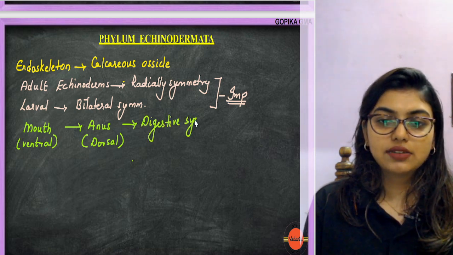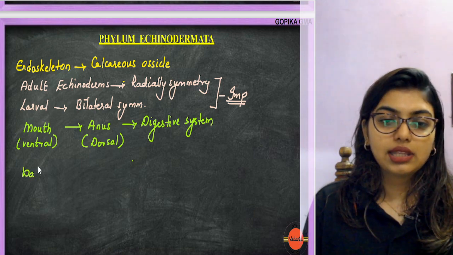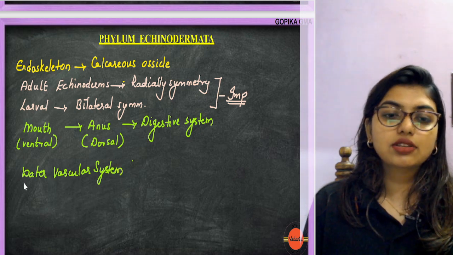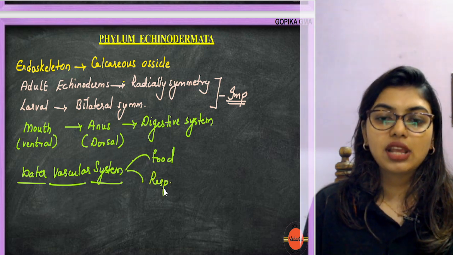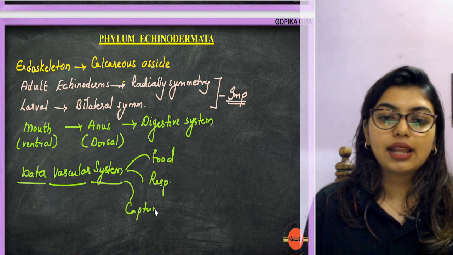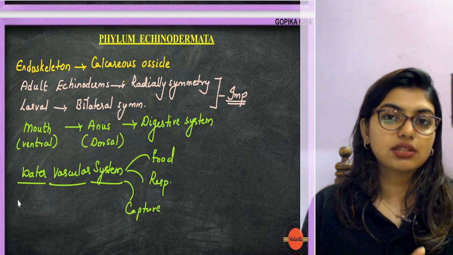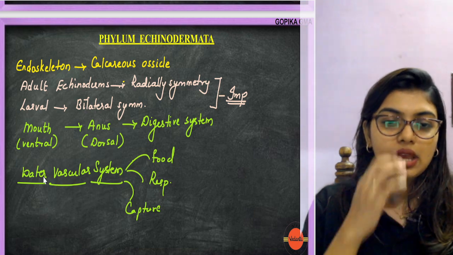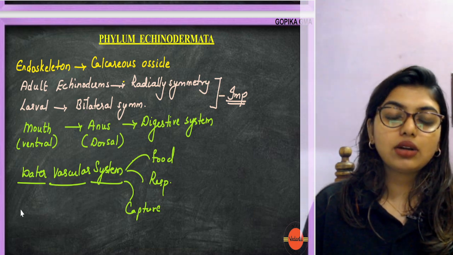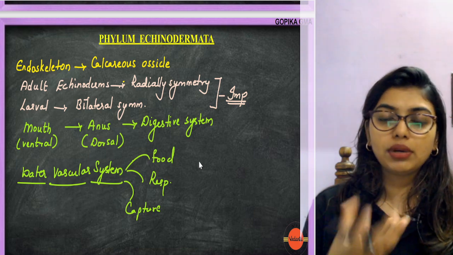Then the most important thing that they have is the water vascular system. This water vascular system is not a very simple system, because it helps in food capturing, in respiration, and in capture of the prey. Multiple things are done by this one system. Excretory system is absent, so the water vascular system will usually help in excretion as well. For example, you can remember starfish, brittle star, and sea cucumber.